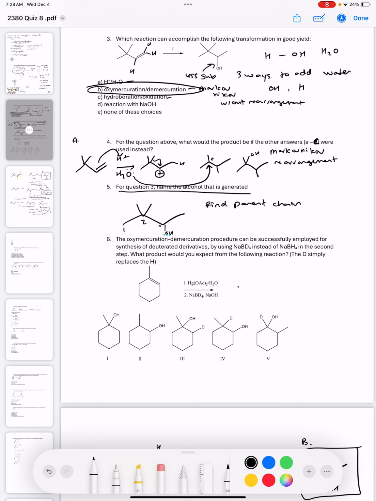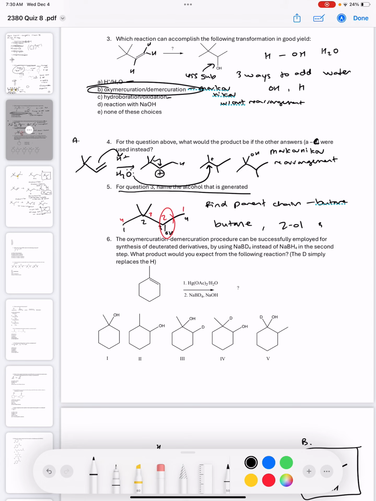So 1, 2, 3, 4. So the parent chain is butane. It can be numbered either way. So if I start from the side, 1, 2, 3, 4. Those are my two options, either the one in black or the one in red. And actually the one in red is better because the alcohol is 2 instead of 3. And alcohol is a higher priority, so we want it to be lower. So this is butane. And then we have 2-ol.